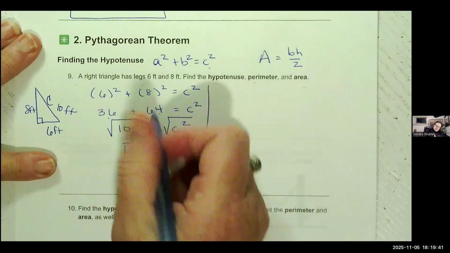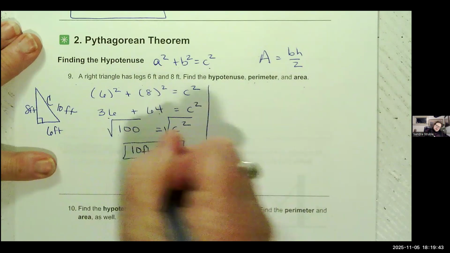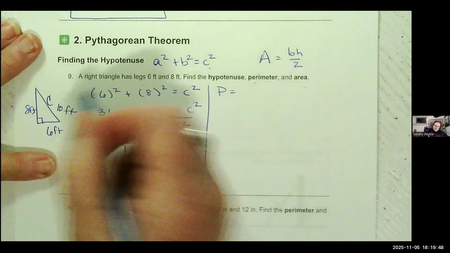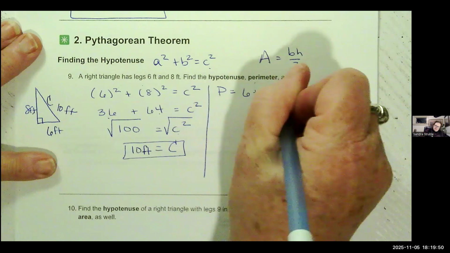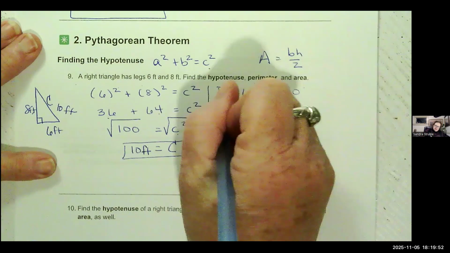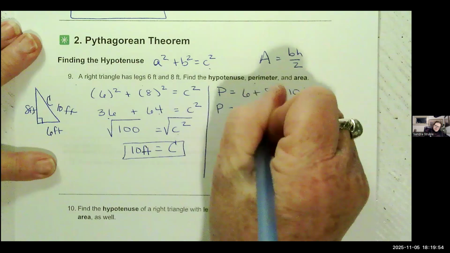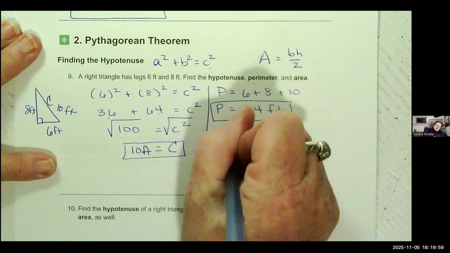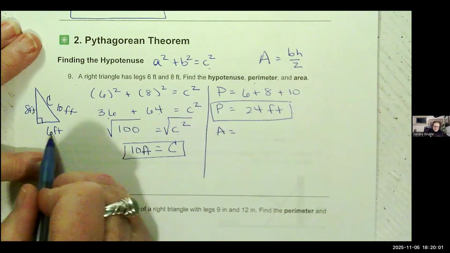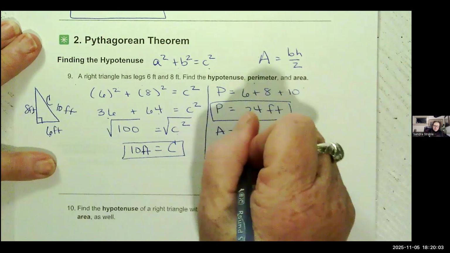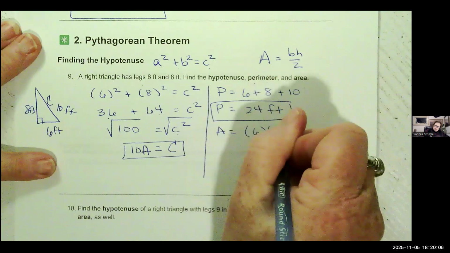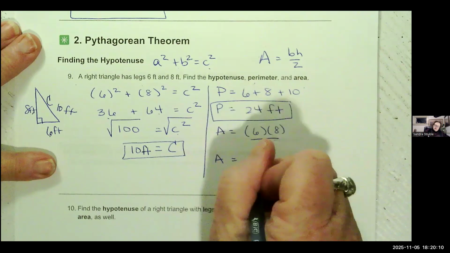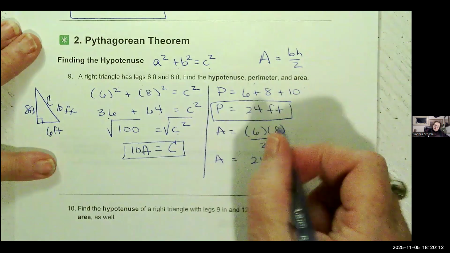Okay, perimeter is 6, 8, and 10. 6 plus 8 plus 10 is 24. Same unit, feet. And then area is base times height divided by 2. Our base is 6, our height is 8. Divided by 2 is 24. And the unit is feet, so feet squared because it is area.